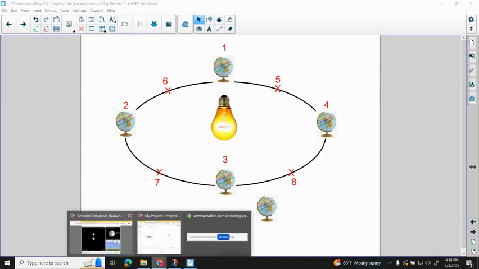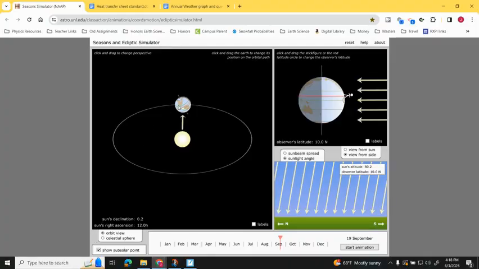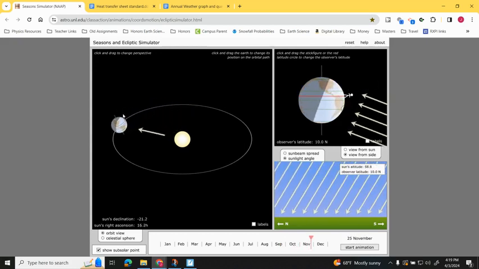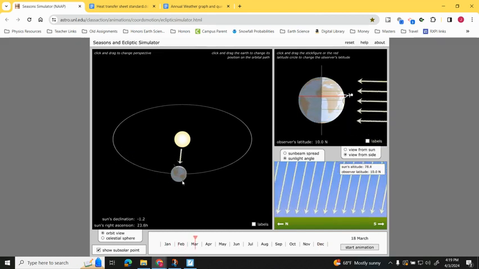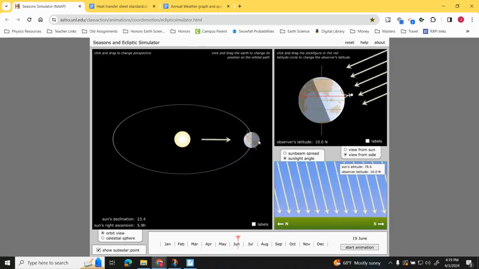So I can show that better with this simulation. That dot right there represents where the direct rays of the sun are. It shows it here directly on this green line, which is the equator. As it moves around, you can see that now the direct rays of the sun are south of the equator on the Tropic of Capricorn. As it continues to go around, now the direct rays of the sun are back on the equator. As it continues on its way around, now they're up here on the Tropic of Cancer.